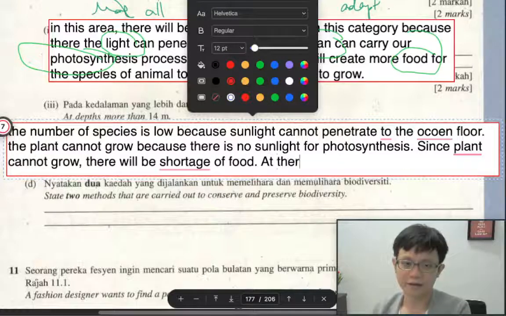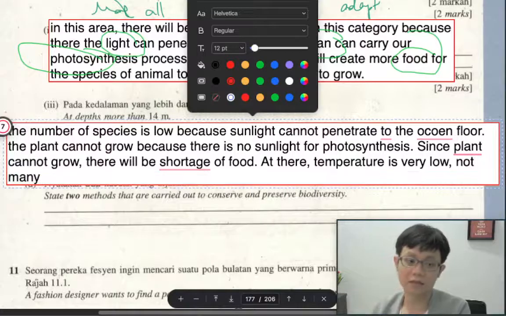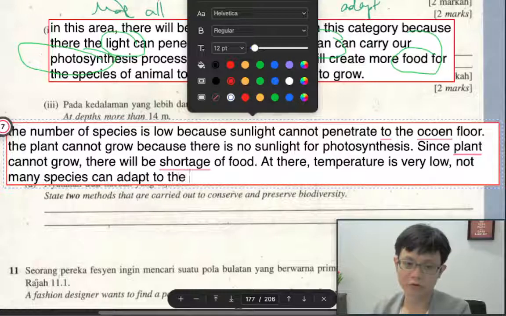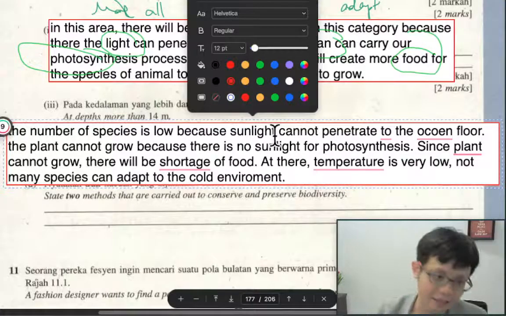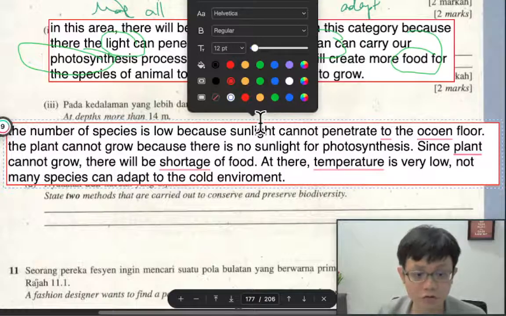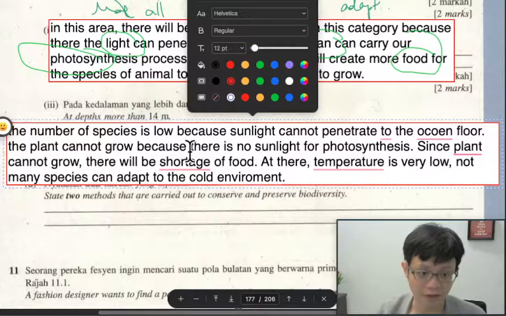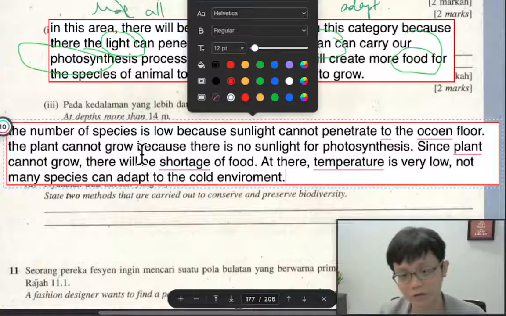At there, temperature is very low. Not many organisms, not many species can adapt to the cold environment. Yep, that's it. Okay, again, you no need to use my words. The thing is the keyword. Understand the question and the keyword, then you can do the question.